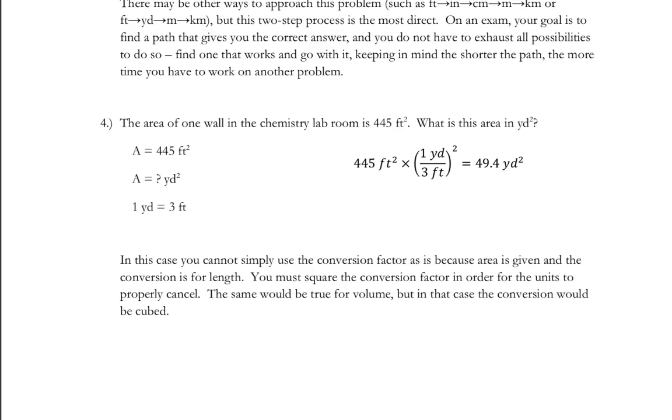Notice we put the feet in the bottom and we square it, so feet squared cancels with our initial measured quantity, and we're left with yard squared. So in our calculator, we would type 445 times 1 squared. We could ignore that. And then divide by 3 squared, or 9. And we would get to 3 sig figs, 49.4 yards squared.